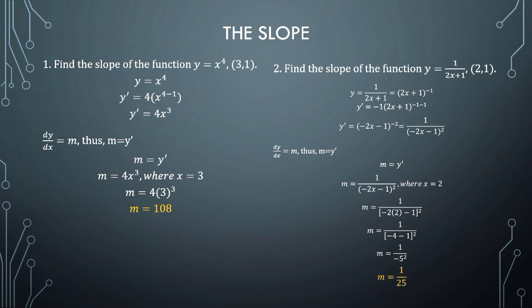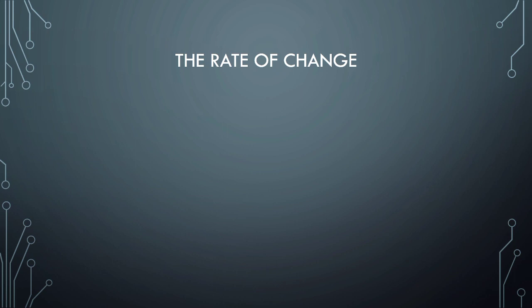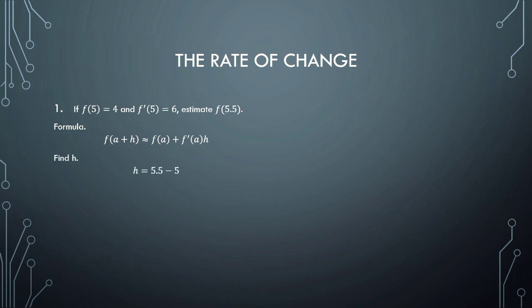And lastly, the example of the rate of change. First example is, if f of 5 is equal to 4 and the derivative f prime of 5 is equal to 6, estimate f of 5.5. In finding the rate of change, the formula is f of a plus h is approximately equal to f of a plus f prime of a times h. To find h, we need to subtract: 5.5 minus 5. Thus, h would be equal to 0.5.